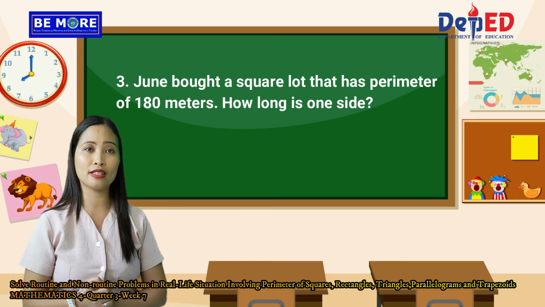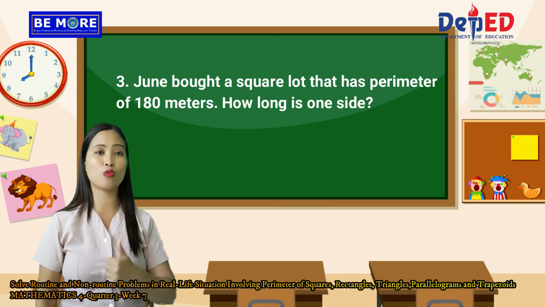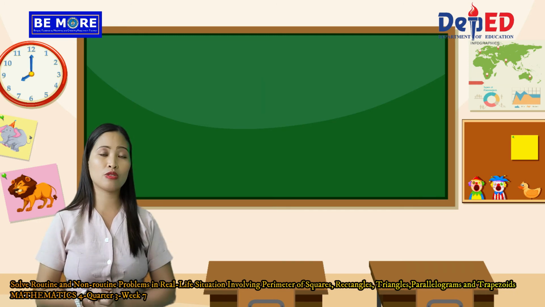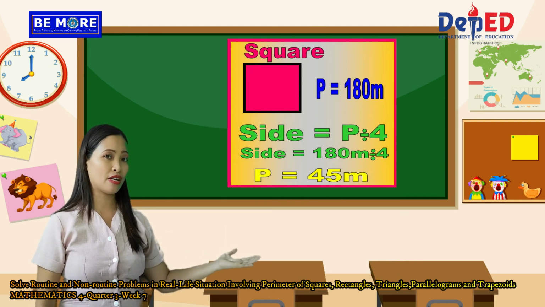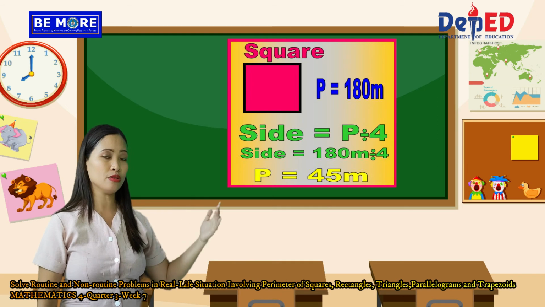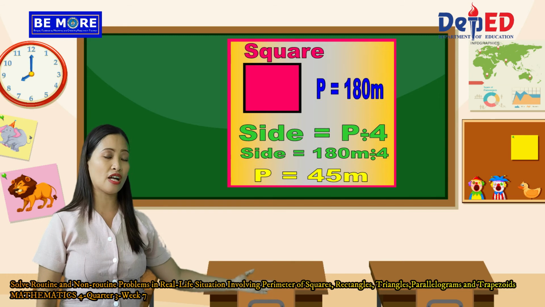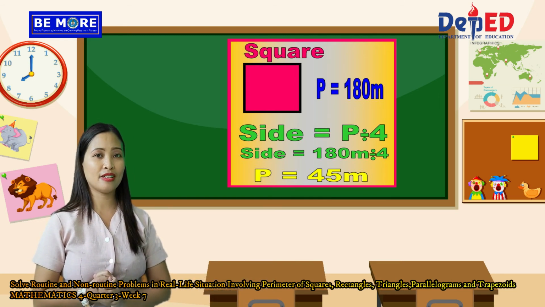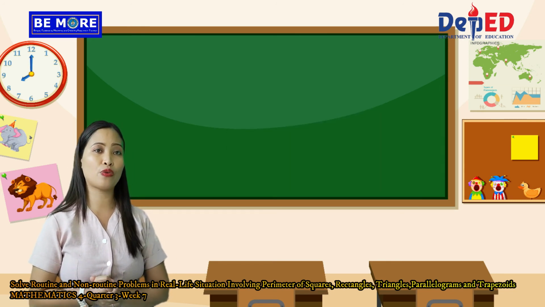June bought a square lot that has a perimeter of 180 meters. How long is one side? So the formula is side is equal to perimeter divided by 4, is equal to 180 meters divided by 4. The answer is 45 meters. Excellent! Let's proceed to question number 4.